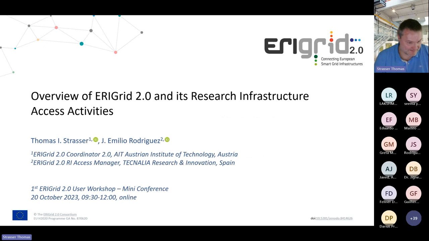As said, before we start with the user presentations itself, we are providing a brief overview about the ERIGrid 2 project and its research infrastructure access activities. It will be done by myself. I'm Thomas, the coordinator of ERIGrid from the Austrian Institute of Technology, together with the research infrastructure access manager, Emilio Rodriguez from the Knalia.